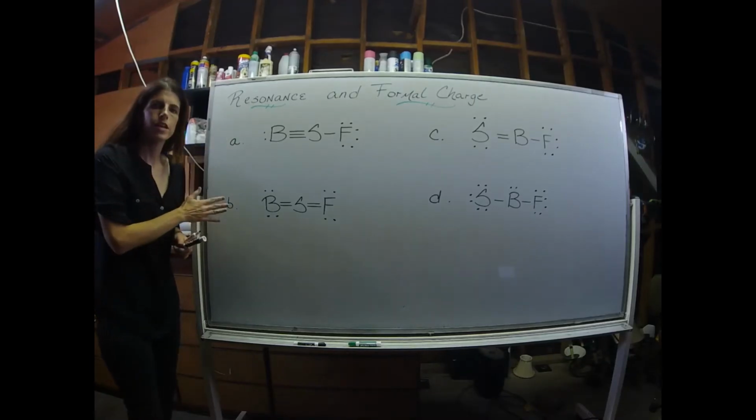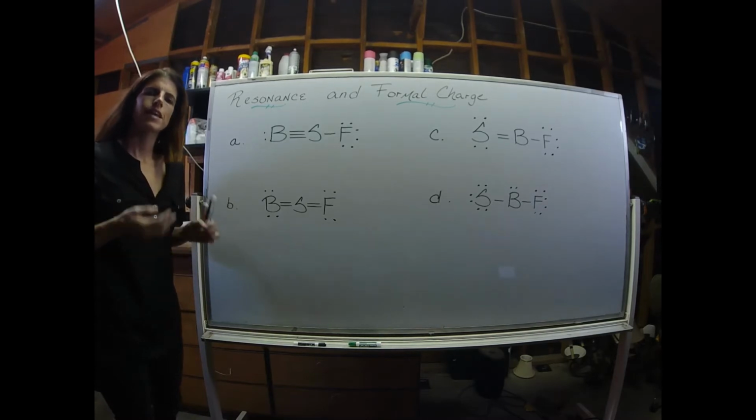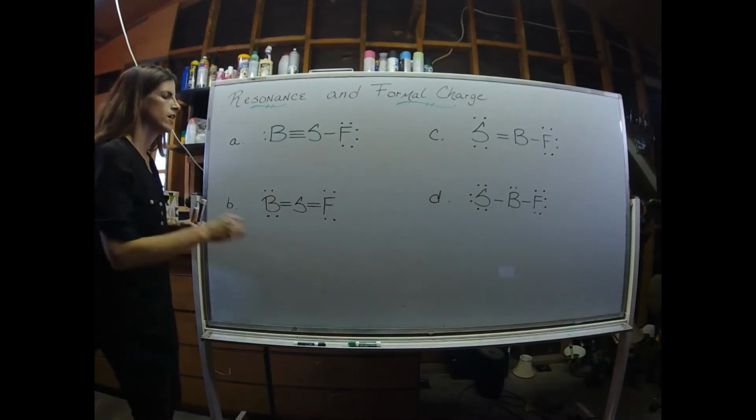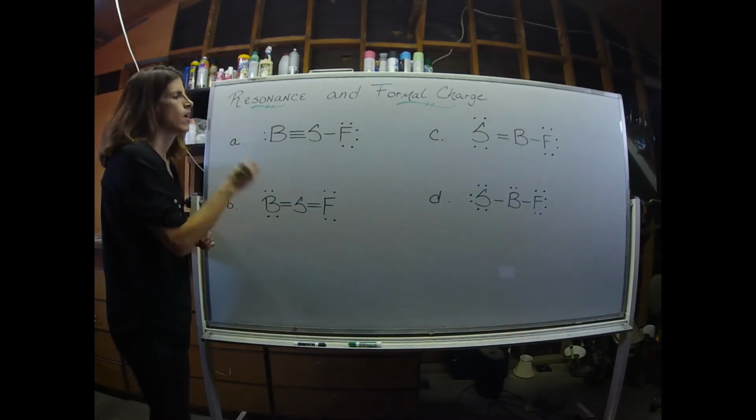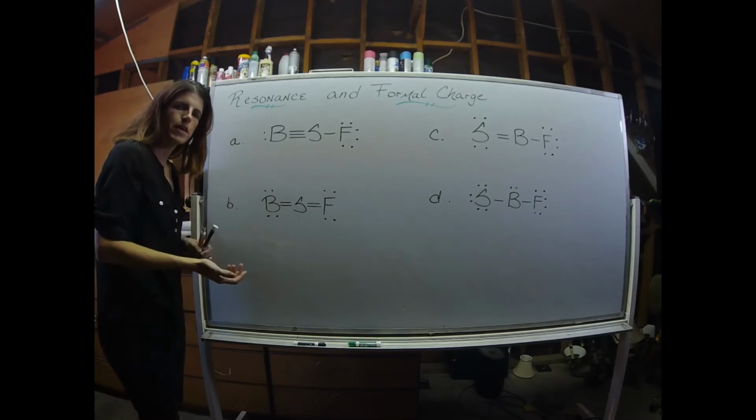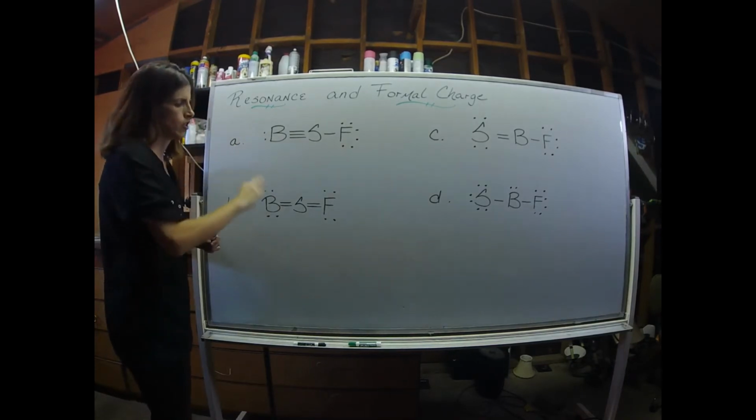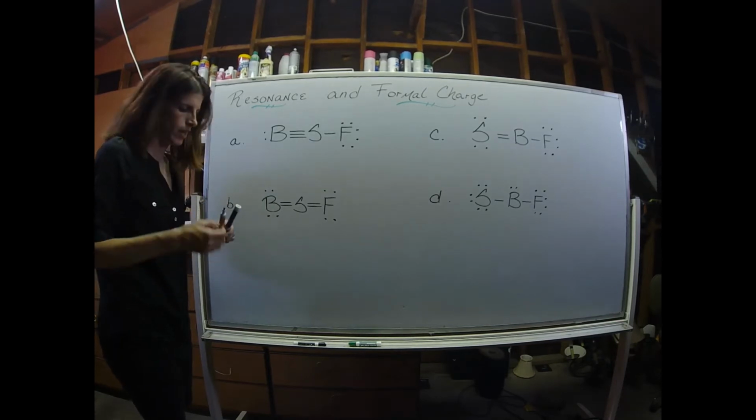A and B are resonance structures. That's because they have the same connectivity. In both structures, sulfur is the central atom. The only difference between structures A and B is the location of the double and triple bonds, so where the electrons are located.